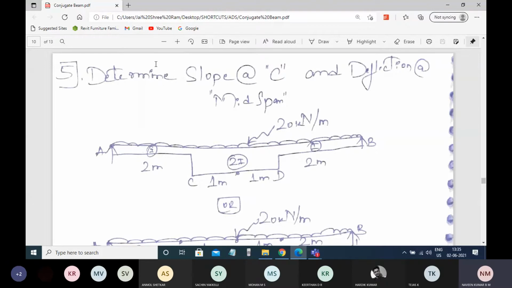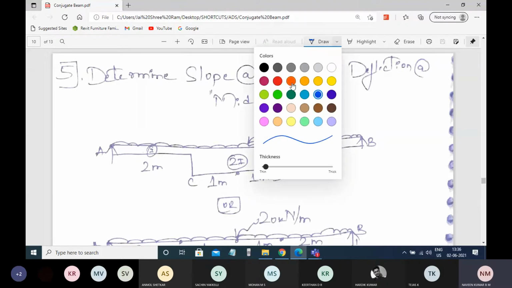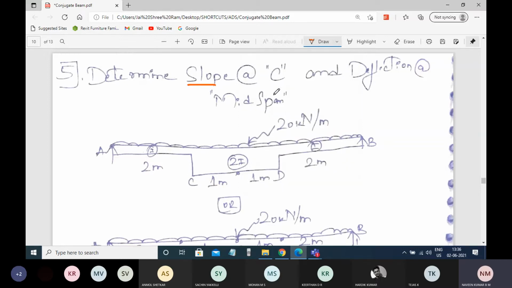So you can see the problem statement. Here you need to determine the slope at C, so at this particular point you need to find theta, and the deflection at the midspan. Exactly at the midpoint you need to find delta at the midpoint.